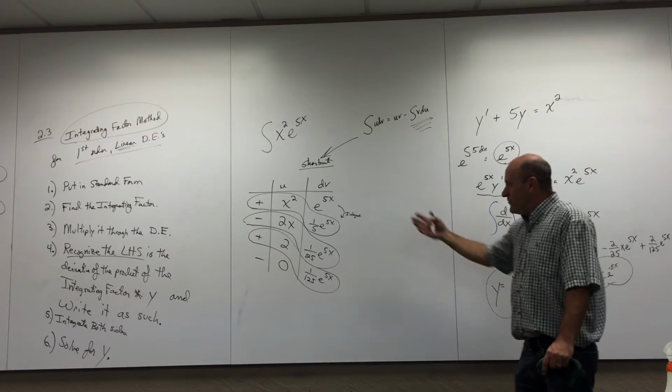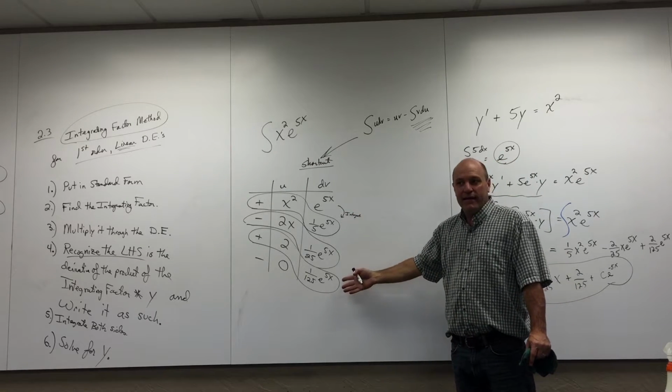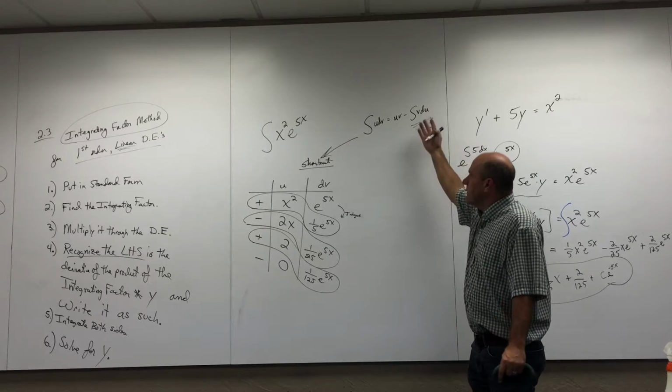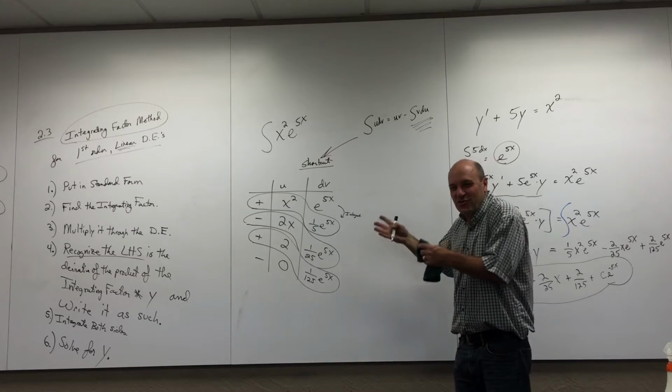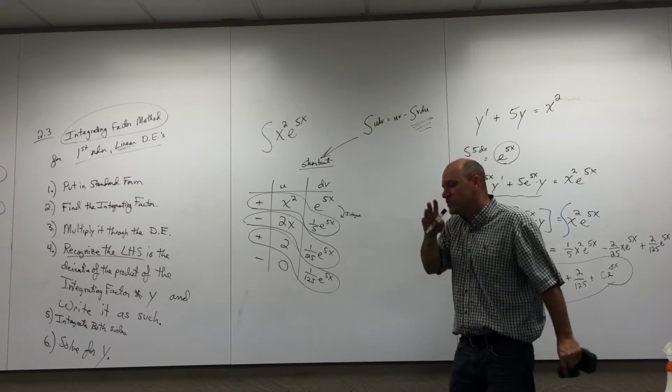So the tabular method is so sweet, isn't it? And you can avoid that integration by parts over. I mean, it is integration by parts. It's just a shortcut. It's putting it into a table form. And here's the deal.